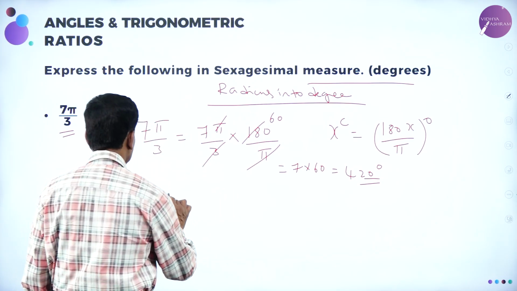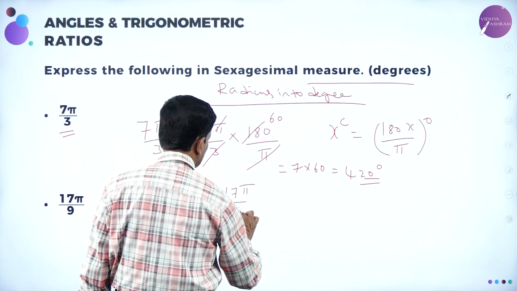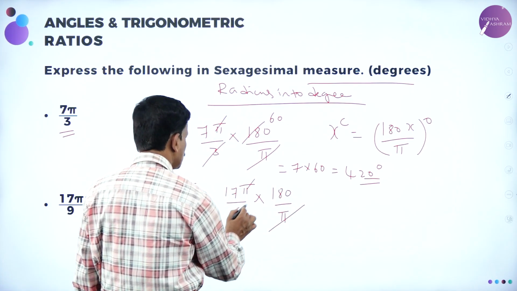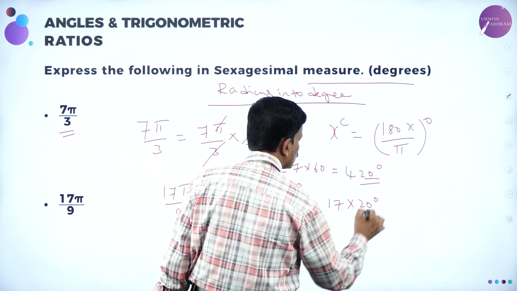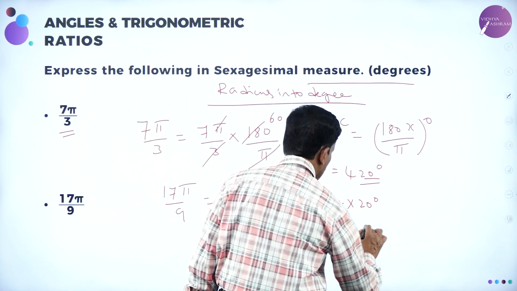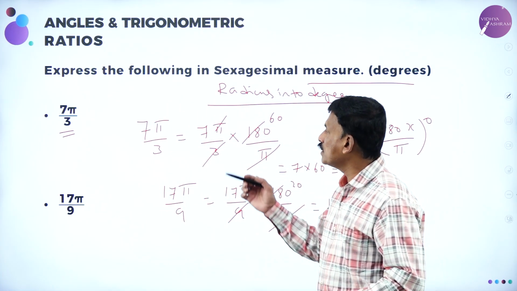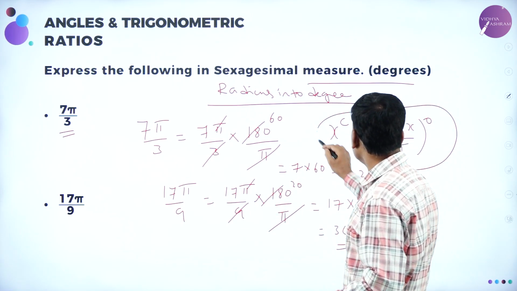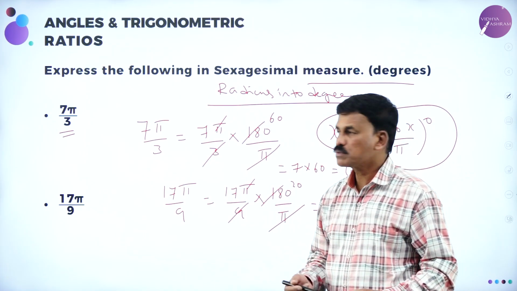Now, next, 17 pi by 9. This is equal to 17 pi by 9 into 180 divided by pi. Pi and pi get cancelled. 9 20s are 180. 17 into 20 degrees. 17 into 20 is 340 degrees. This is equal to 340 degrees. That's it. Okay. So, this is how we are going to convert radians into degrees. So, to convert radians into degrees, what is the formula? x radians is equal to 180x divided by pi degrees. Now, move on to the next problem.